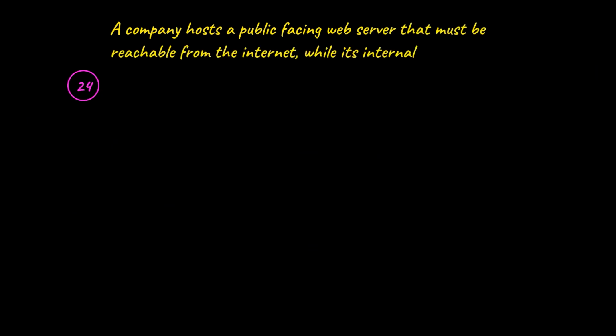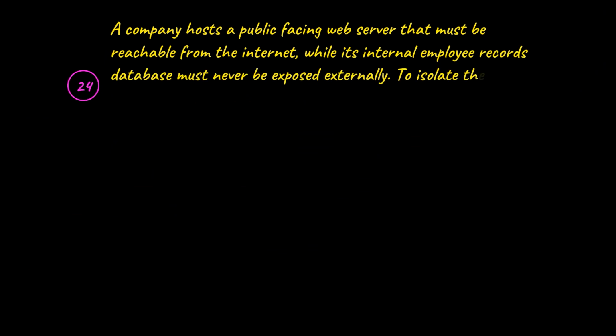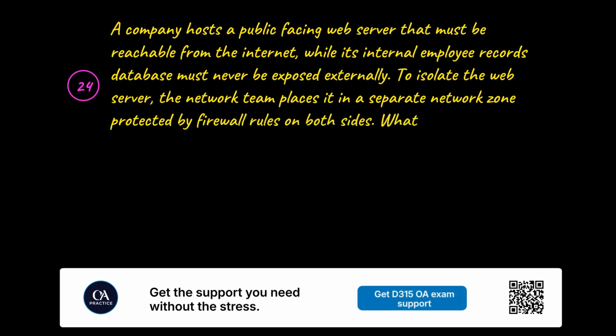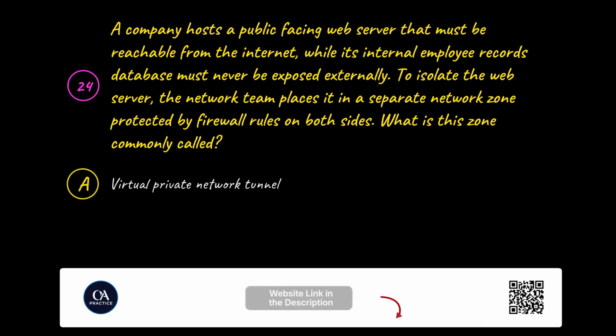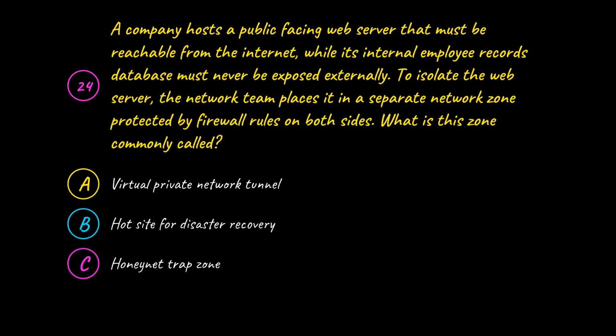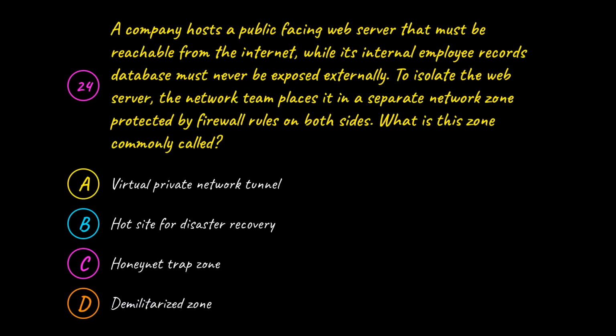Question 24. A company hosts a public-facing web server that must be reachable from the internet, while its internal employee records database must never be exposed externally. To isolate the web server, the network team places it in a separate network zone protected by firewall rules on both sides. What is this zone commonly called? Your options are A. Virtual private network tunnel, B. Hot site for disaster recovery, C. Honeynet trap zone, D. Demilitarized zone. Got a guess? Lock it in.